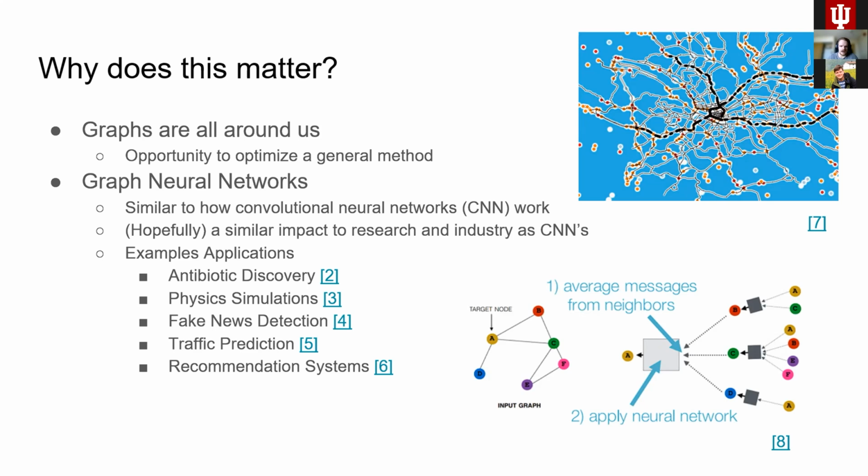Now, specifically about graph neural networks, as I previously said, they're somewhat similar to convolutional neural networks. However, they operate on graph data. And I would like to hope that they will have a similar impact on research and industry as CNNs did when ImageNet first came out and kind of sparked the AI revolution. So some example applications for graph neural networks that have been documented in research are antibiotic discovery, physics simulations, fake news detection, traffic prediction, and recommendation systems. So it really spans the whole board of what these are capable of doing.